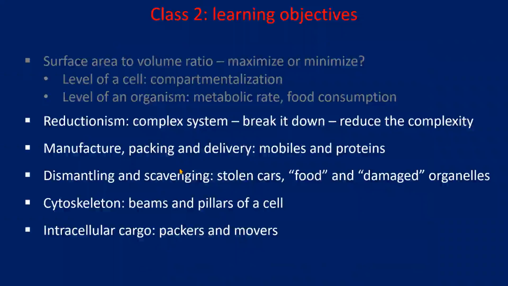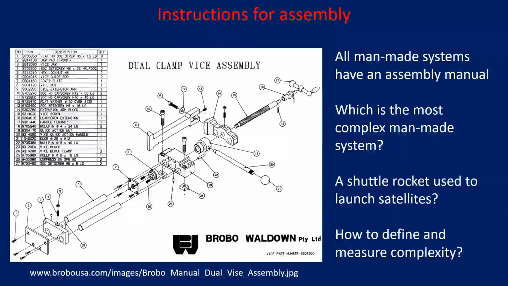So now the next concept or objective we want to discuss is cell strategy, or how to study the cell. The approach we take is reductionism. Again, the cell is a very complex system, and in order to understand it, we want to break it down, and once you break it down, we reduce the complexity.